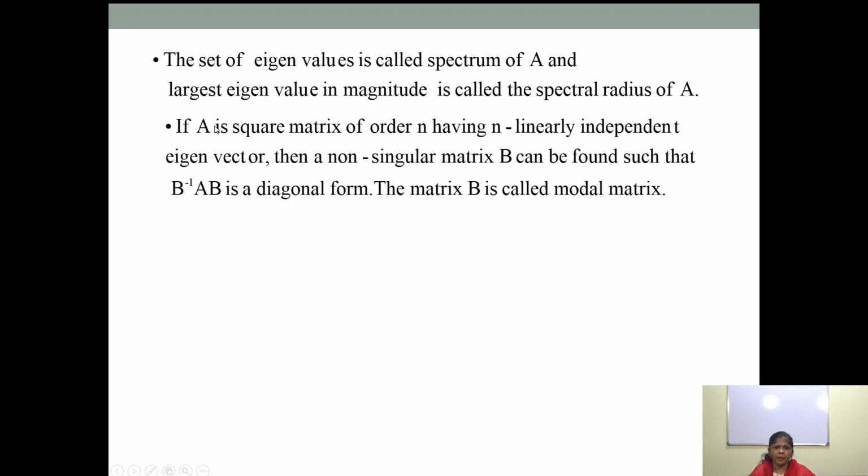Then the next one: if A is a square matrix of order n, having n linearly independent eigenvectors, then we can find a non-singular matrix B such that B inverse AB is in diagonal form. This matrix B is called a modal matrix. In short, modal matrix is nothing but a matrix of eigenvectors. If we have lambda 1, lambda 2, lambda 3 as eigenvalues, we denote the eigenvectors by x1, x2, x3. This matrix of x1, x2, x3 is called a modal matrix.